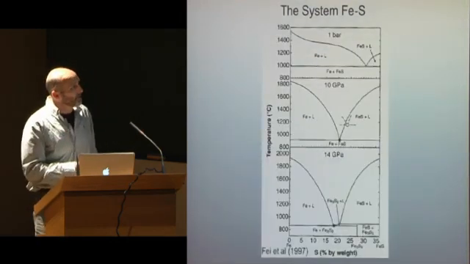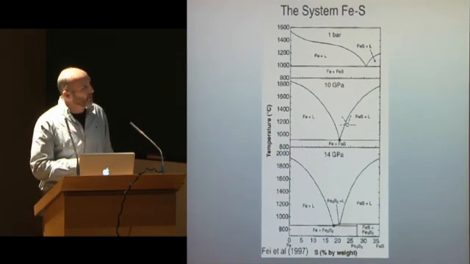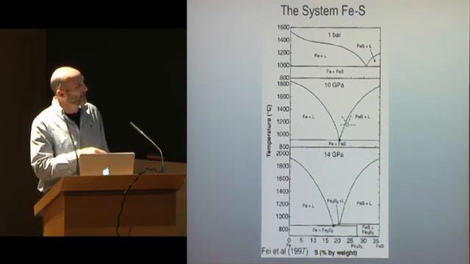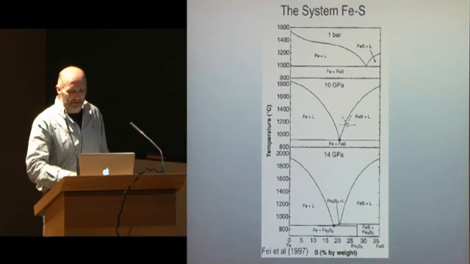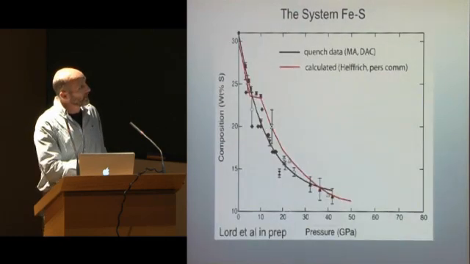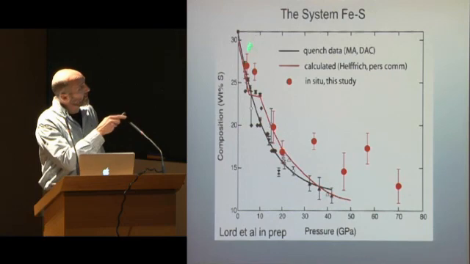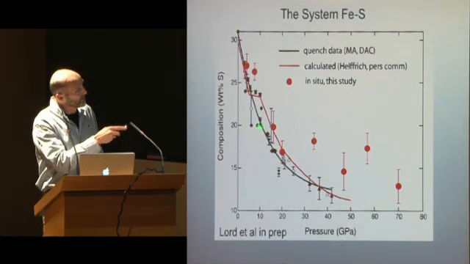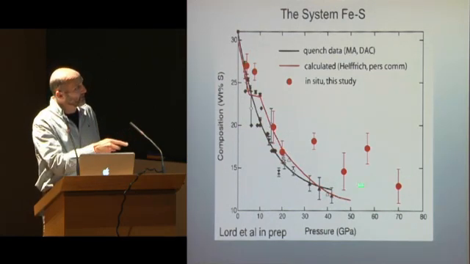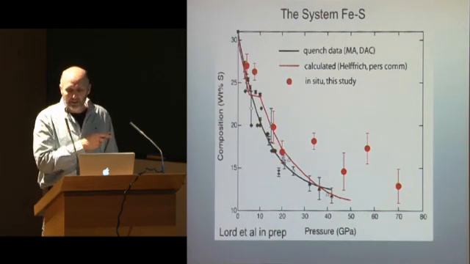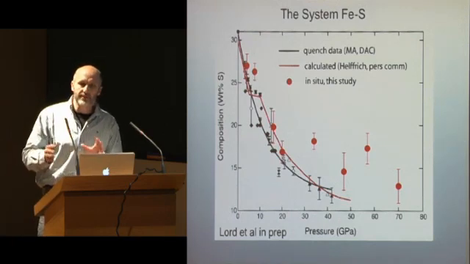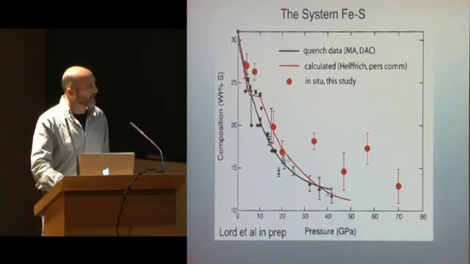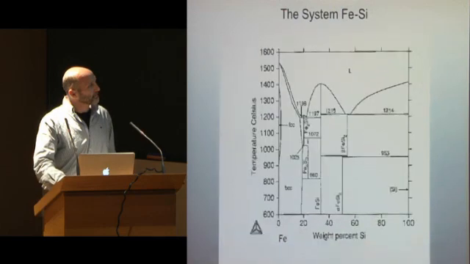If we move on to sulfur, we don't know a lot about sulfur at core conditions. This is some work by Fay et al. in 1997. What you see is that the eutectic, although it moves to lower sulfur contents, and we've done some in situ radiographic work, which also again shows that this eutectic does move and seems to flatten out at around 12 or 15% sulfur. The point here is that you can put a lot of sulfur in the core if you have it. The phase relations are certainly there to do that.